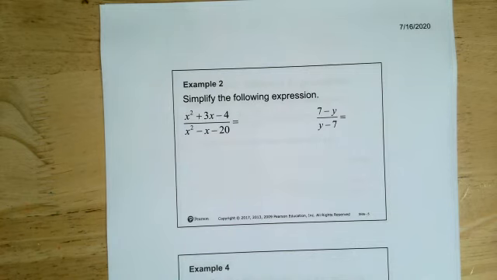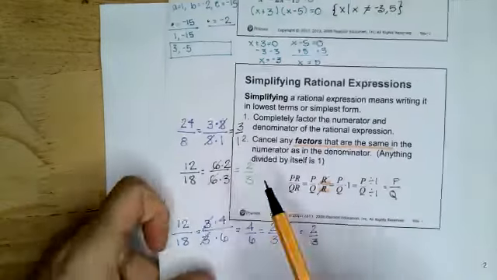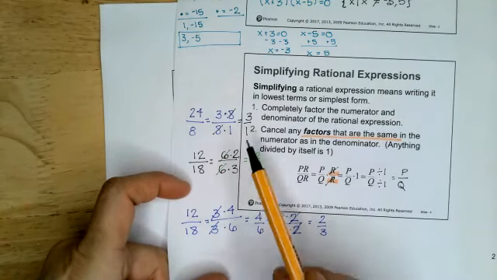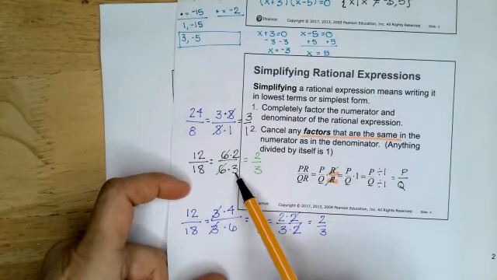Good. All right. So I can't factor x squared plus 3x minus 4 and x squared minus x minus 20, because to cancel something out, it has to be multiplied. It has to be a true factor, right? The reason we can cancel out the 3's is the 3's are being multiplied by the 4 or the 6. Here, the 6 is being multiplied by the 2 and by the 3.